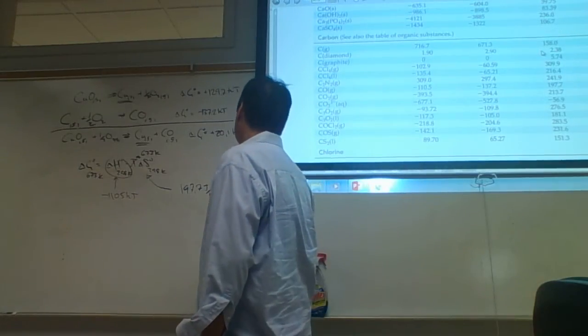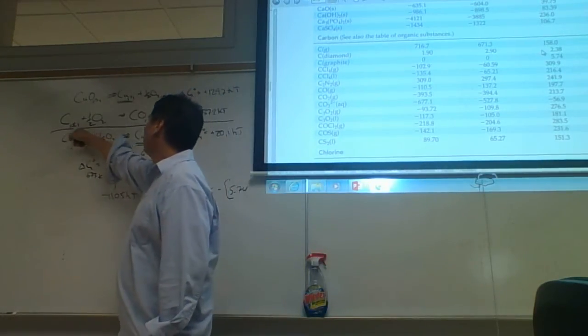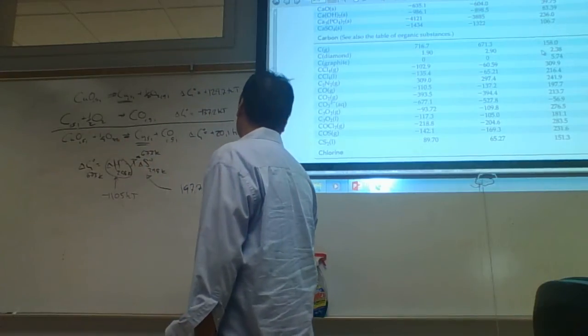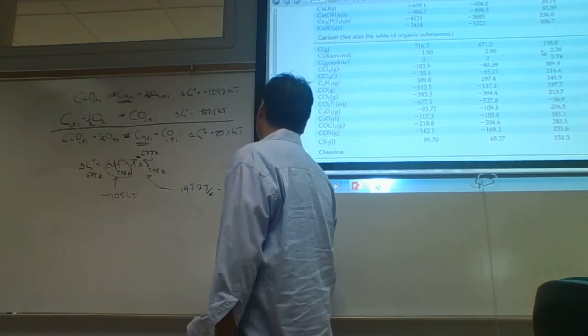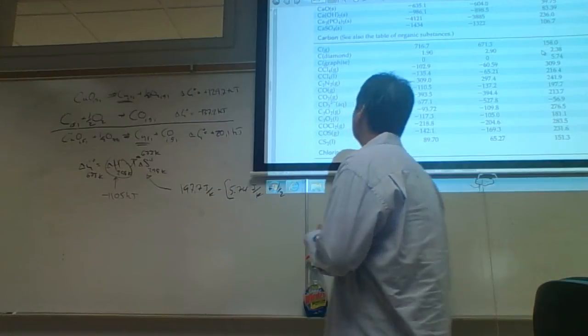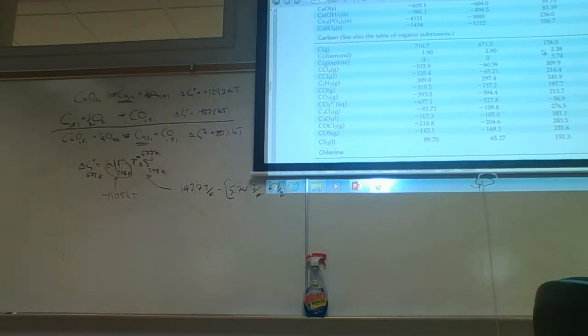So that's 5.74 for the carbon, and then we have a half a mole of O2, so this is joules per Kelvin. So that's plus 1/2 the entropy of a full mole of O2. So what is the entropy of a full mole? Well, the entropy of a full mole, as I remember, is 205.1.